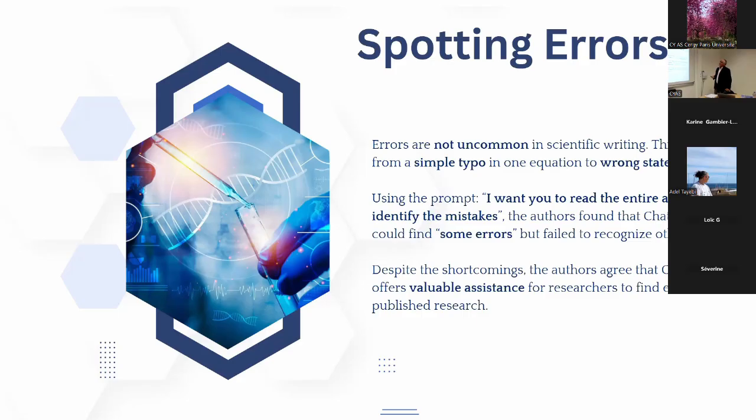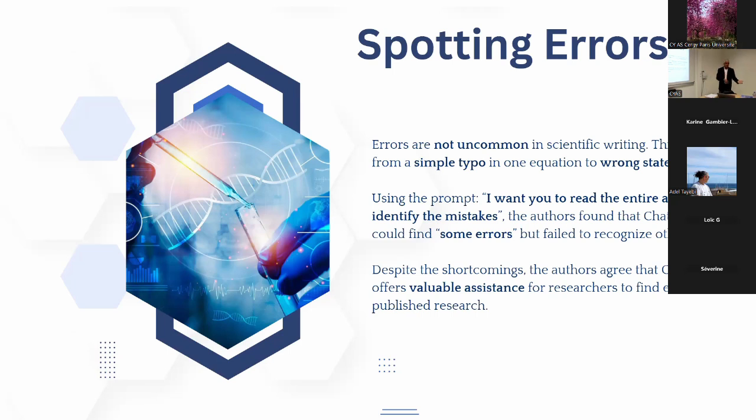Spotting errors. Errors are not uncommon in scientific writing, and can vary from a simple typo in one equation to wrong statements. They used ChatGPT with this prompt: I want you to read the entire article and identify the mistakes. And the authors found that ChatGPT could find some errors, but failed to recognize others. So it's still not really efficient to do everything. Despite the shortcomings, the authors agreed that ChatGPT offers valuable assistance for researchers to find errors in published research. So again, it is an important tool to assist, not to do the job, right?